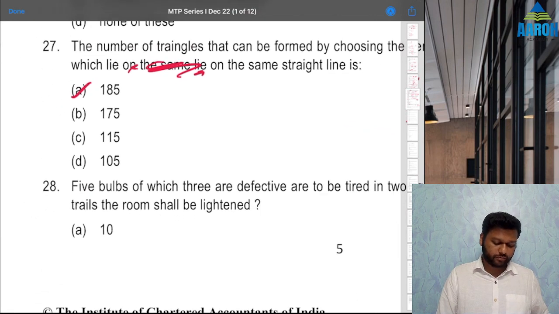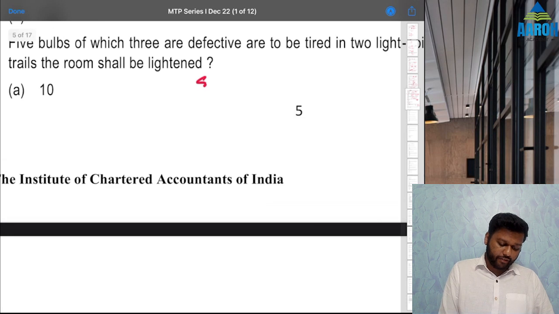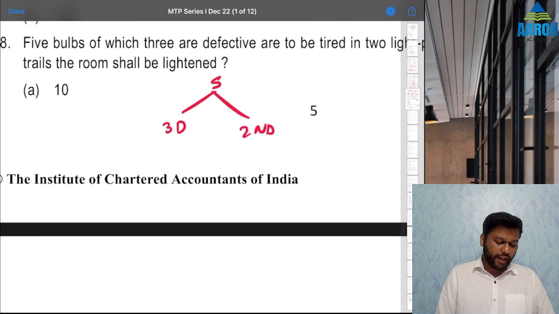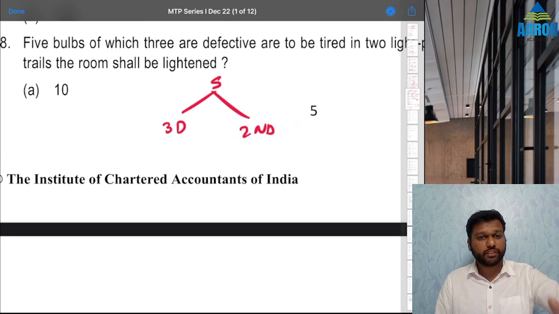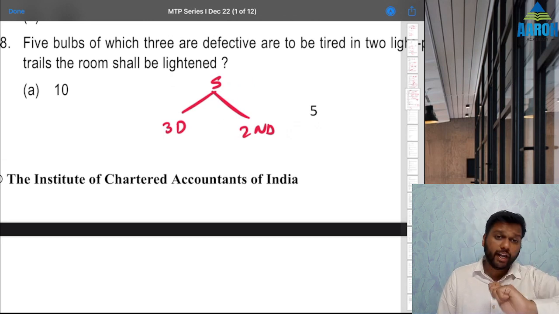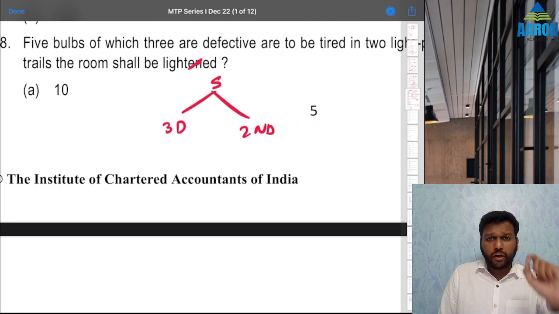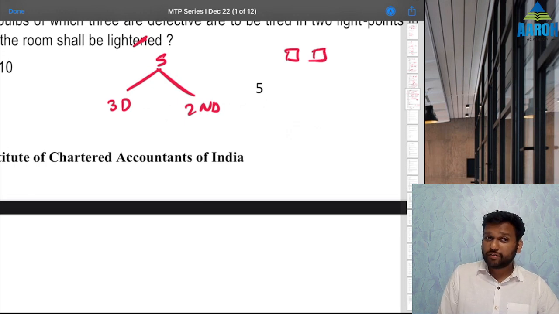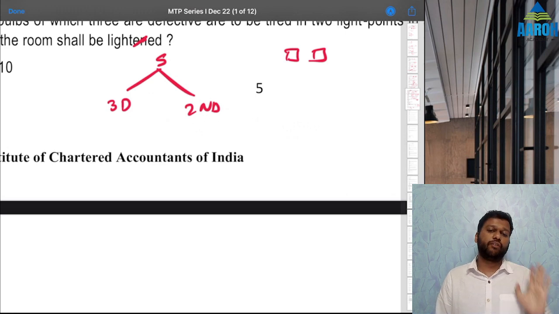28. 5 bulbs, of which 3 are defective and 2 are non-defective, are to be tried in 2 light points in a dark room. In how many trials will the room be lighted? They have made a lot of spelling mistakes, but the question is good, so let's ignore those. Now there are 2 switches, right? That means we have to select 2 bulbs. If we want the room to be lighted, at least one has to be a non-defective bulb.